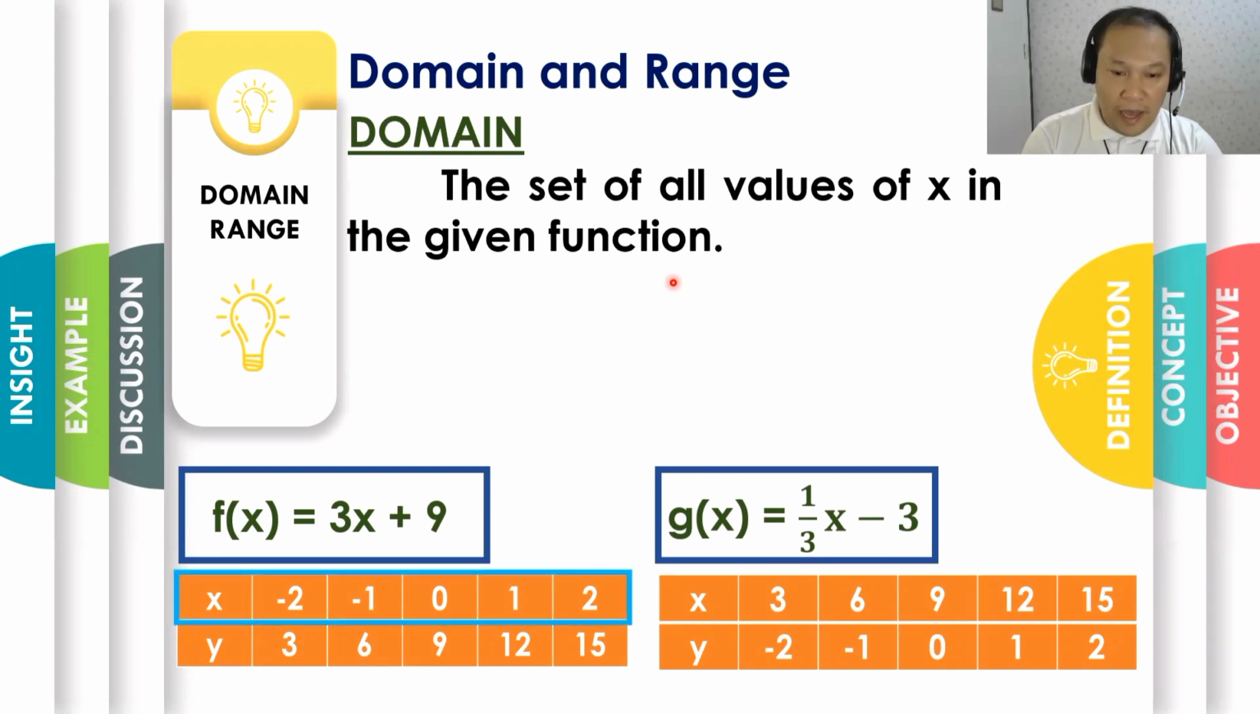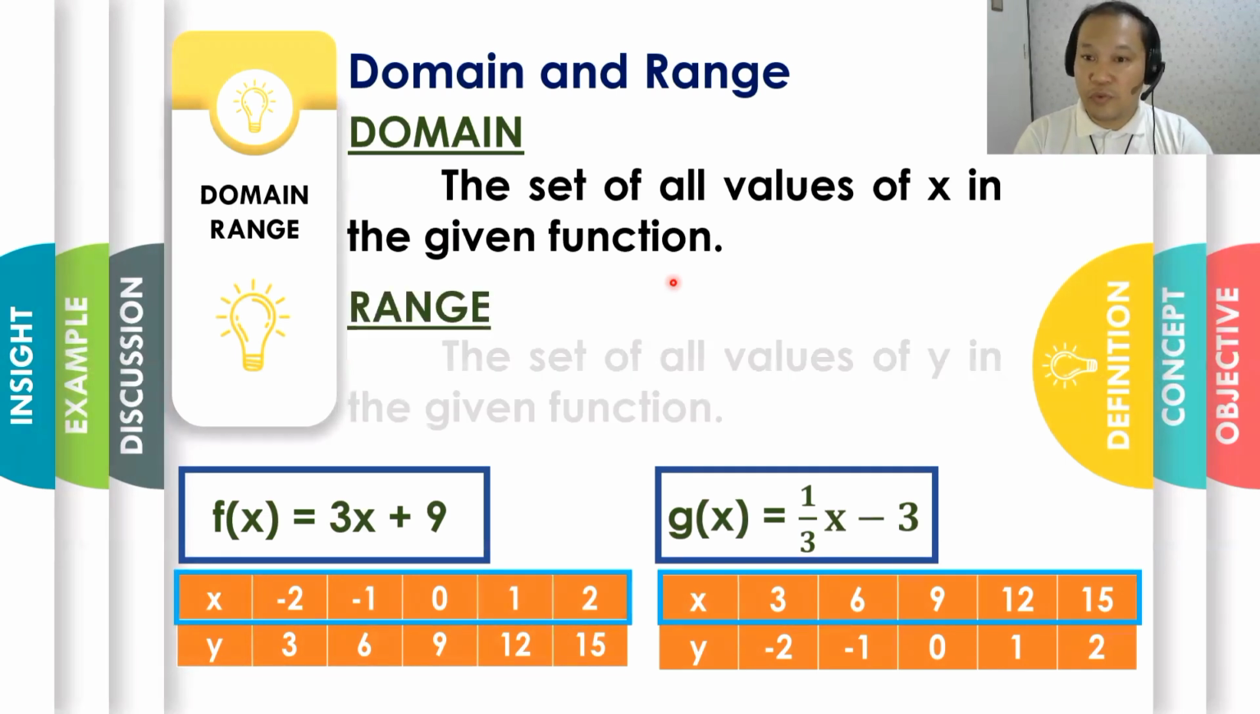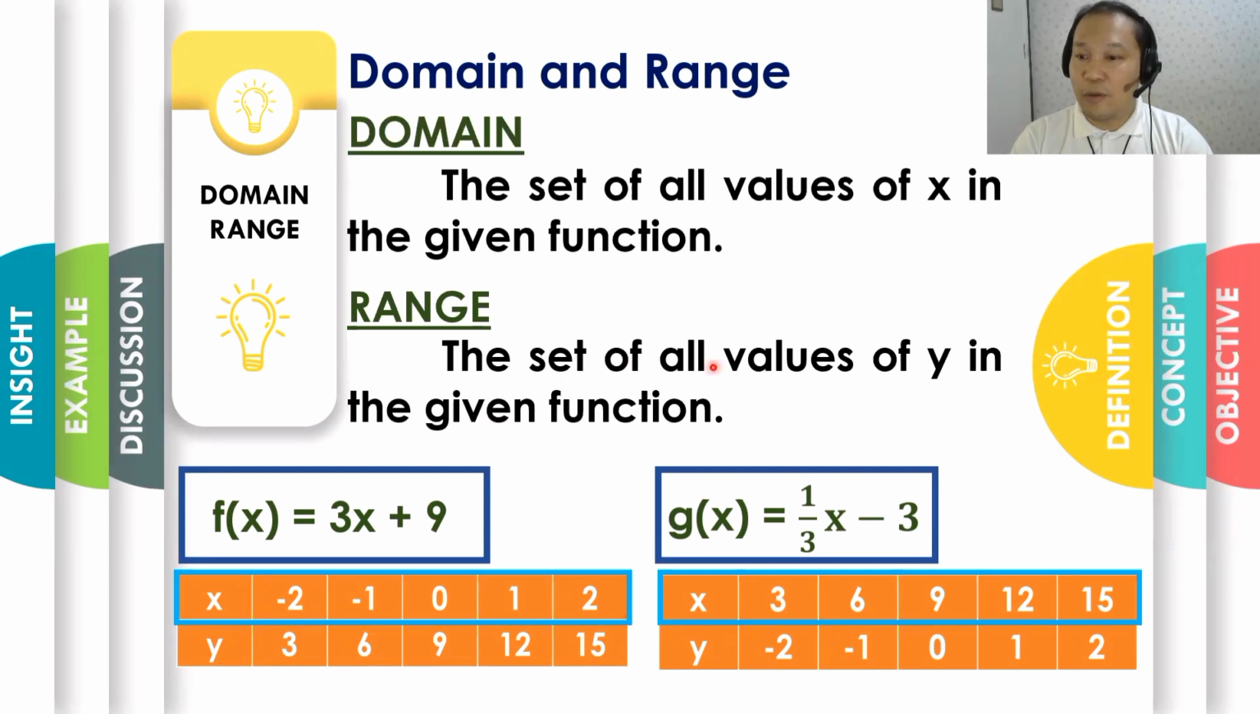Now, looking back at our table here, the values that we assigned for the variable x are what we call the domain. Same with the second table of values, we have 3, 6, 9, 12, 15, which are what we call the domain of the given functions. On the other hand, when we talk about range, this is now the set of all values of y, which is the outcome or the output.